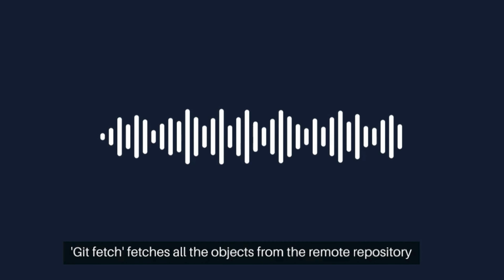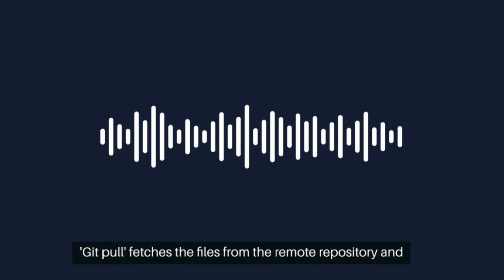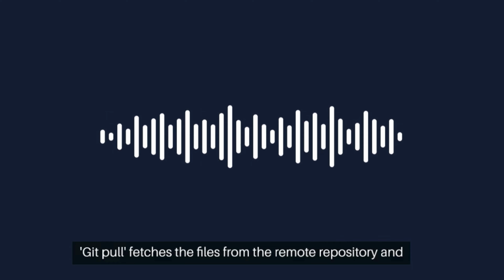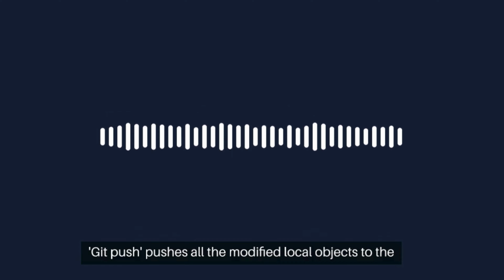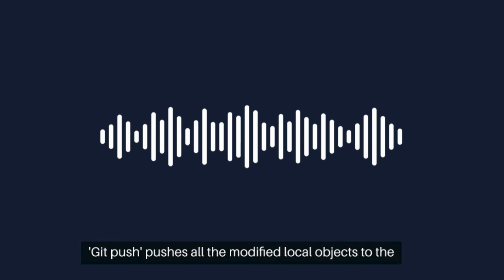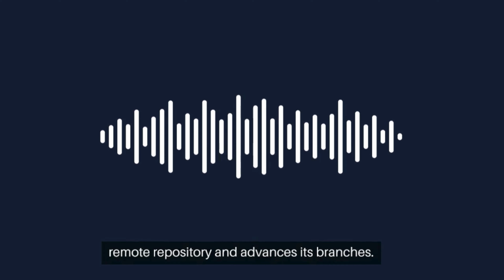Git fetch fetches all the objects from the remote repository that are not present in the local one. Git pull fetches the files from the remote repository and merges it with your local one. Git push pushes all the modified local objects to the remote repository and advances its branches.